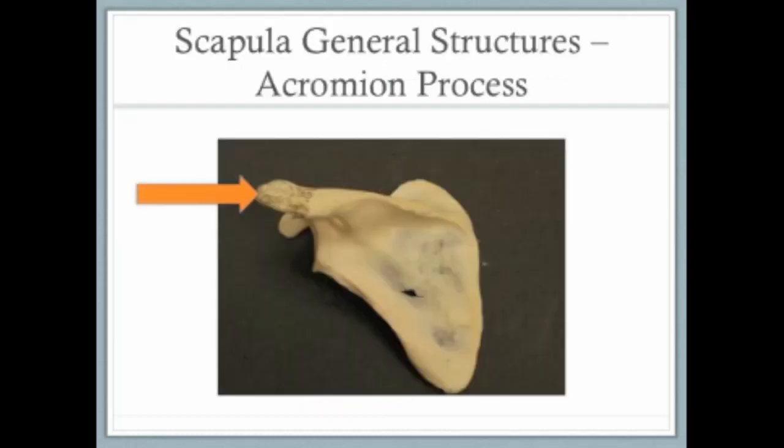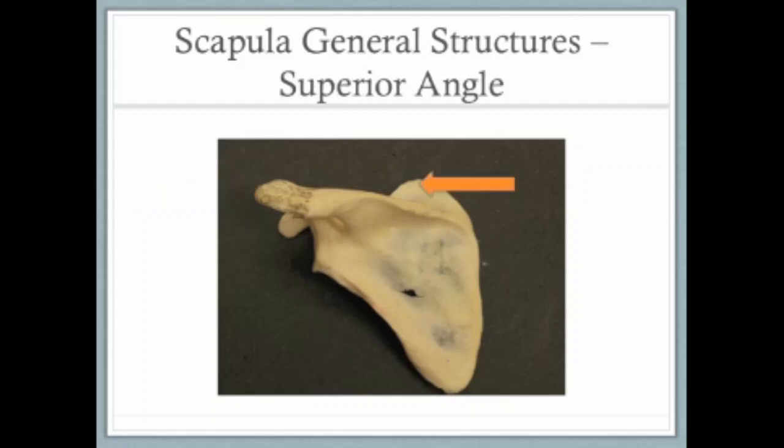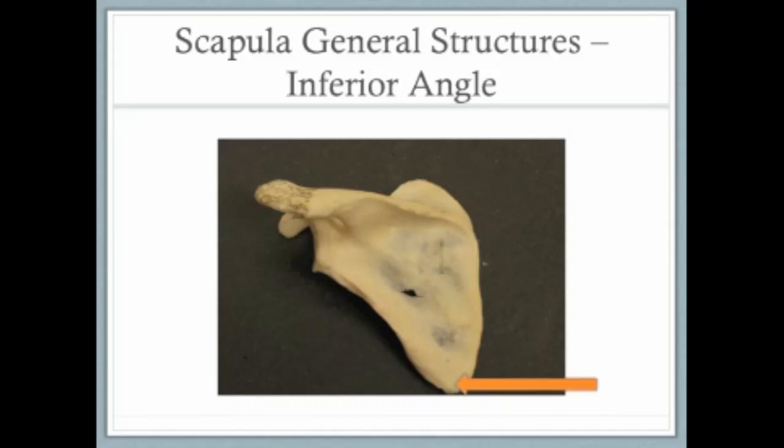The bump you feel towards your shoulder is your acromion process. The acromion process serves as a muscle attachment for muscles like the trapezius. Shown here with the orange arrow is the superior angle of your scapula. Opposite to the superior angle is the inferior angle of the scapula, shown here with the orange arrow at the base of your scapula.